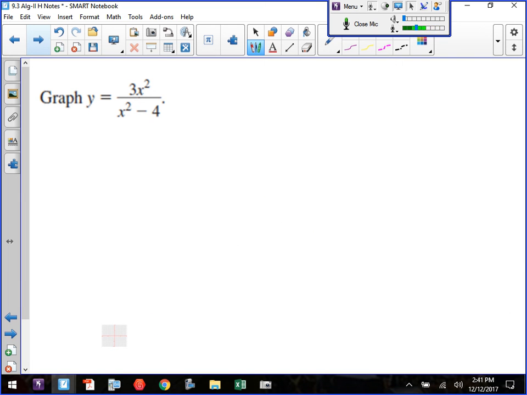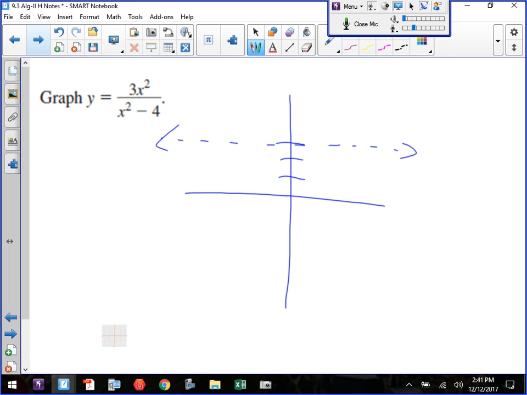Does it change here? It does. You have x squared at the top and bottom. So right off the bat, when you have x squared on top and bottom, what does that tell you? They're equal. So you know right away you're going to have a horizontal asymptote at 3. Where are your vertical asymptotes? Plus or minus 2.